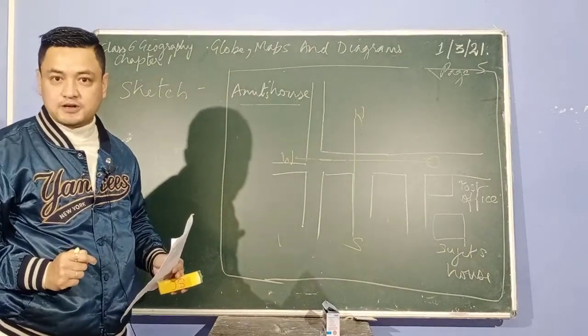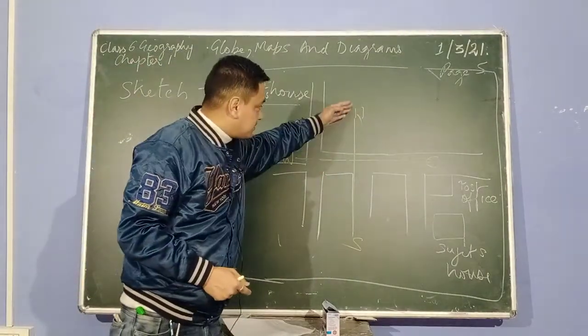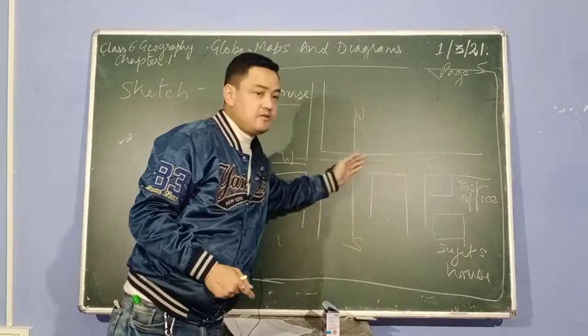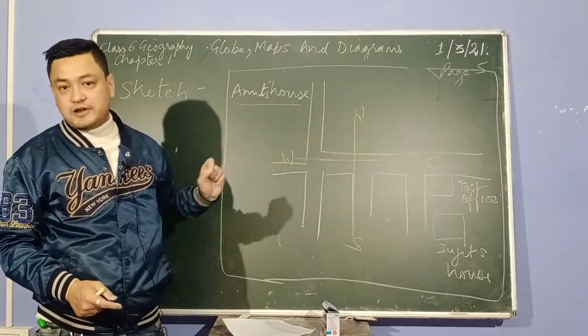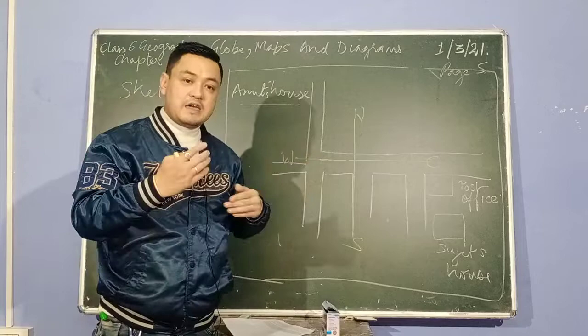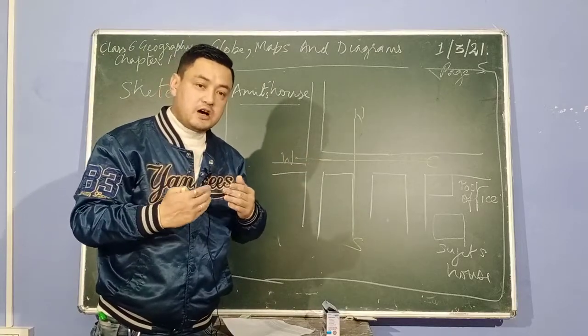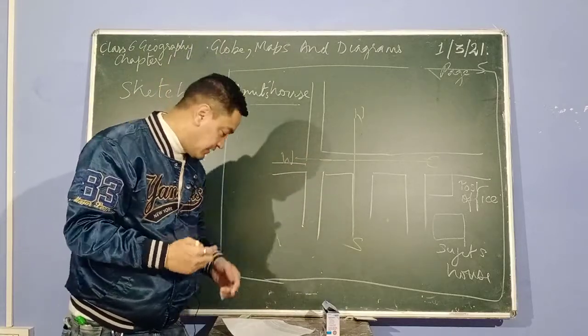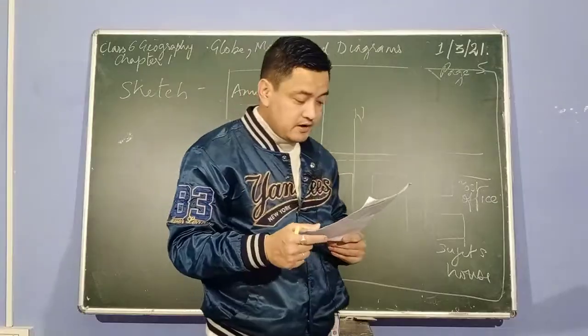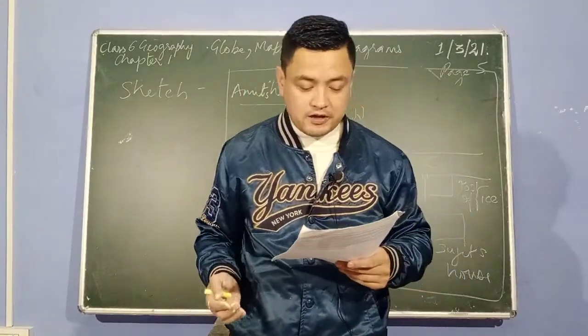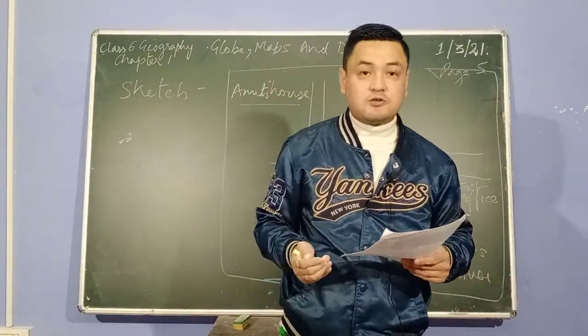Are you getting my point? So this is known as cardinal direction: north, south, east and west. Because of the direction, we are able to find Amit's house as well as Sujit's house. So this is a rough drawing. This kind of rough drawing or freehand drawing of an area is called a sketch.